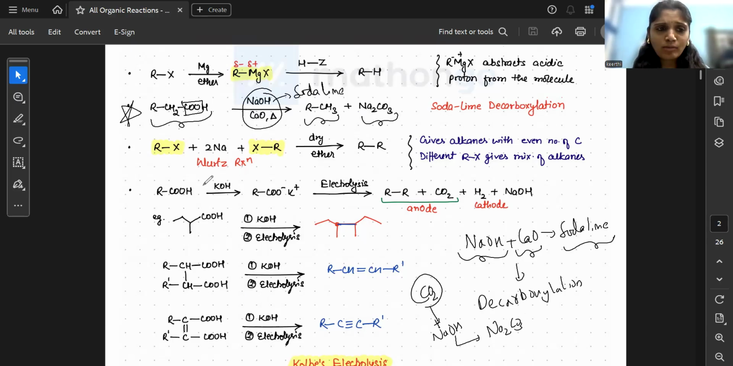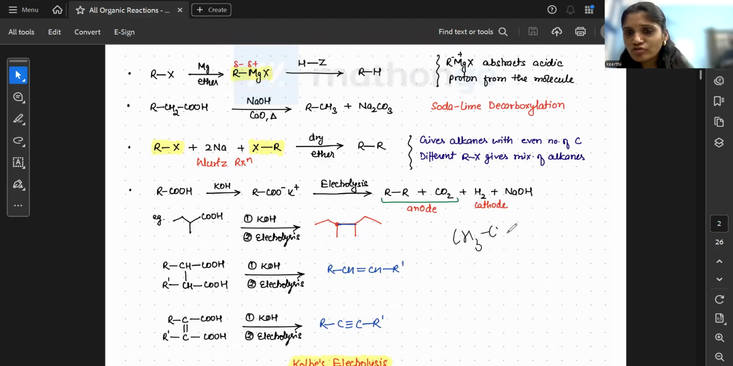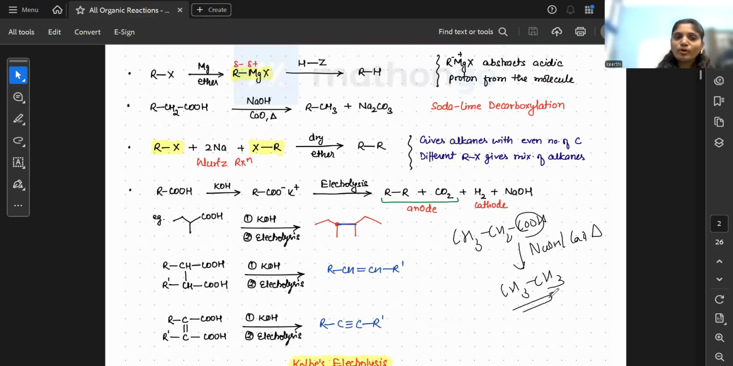So any carboxylic acid they might give, for example, propanoic acid, CH3CH2COOH. If you see in the reaction you have soda lime, heating, what you will do is remove the CO2. What will be your product here? Your product will be ethane. So this is how you write the products.